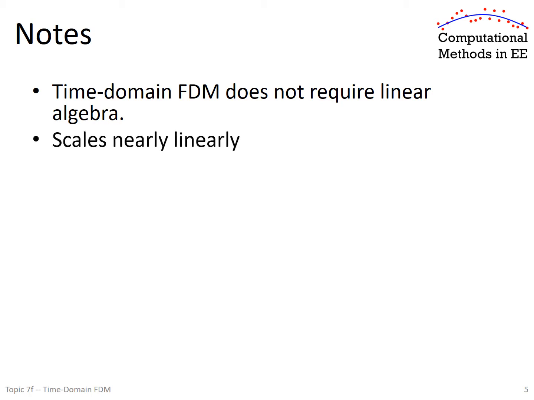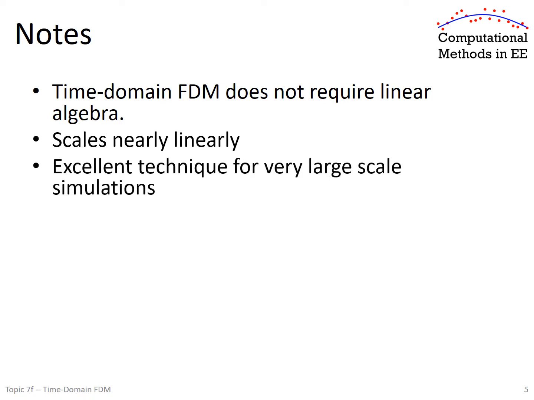So I already touched on this, it scales nearly linearly. The reason I say nearly is that, okay, if we double the number of points, we double the number of calculations, but it then also takes twice the amount of time for some signal or wave or phenomenon to propagate its way across the grid. So we have twice as many calculations for twice as long. So it's not quite scaling linearly, but very, very close.